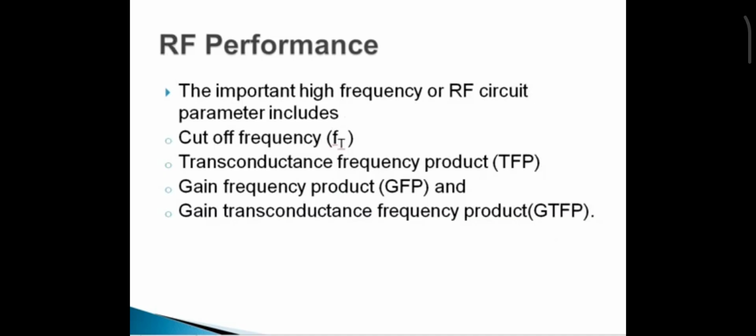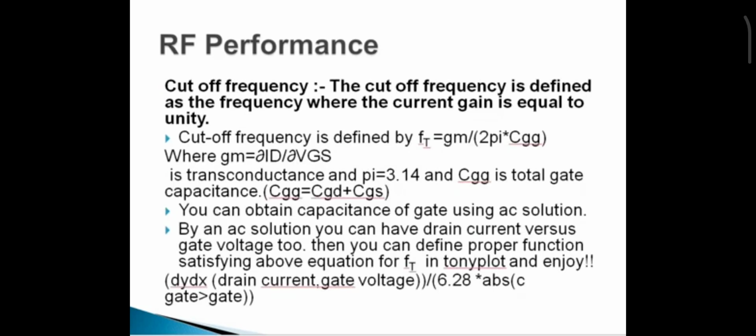Next, we will discuss the RF performance parameter analysis. The important high frequency or RF circuit parameters include cutoff frequency Ft, transconductance frequency product TFP, gain frequency product GFP, and gain transconductance frequency product GTFP. First, we will discuss the first RF parameter, cutoff frequency. Cutoff frequency is defined as the frequency where the current gain is equal to unity.